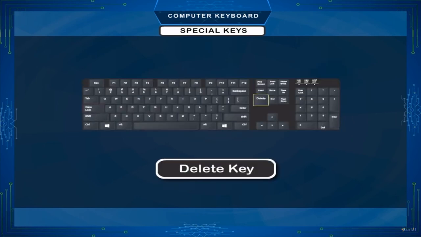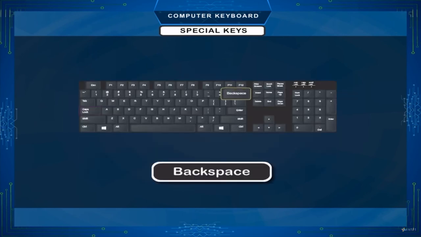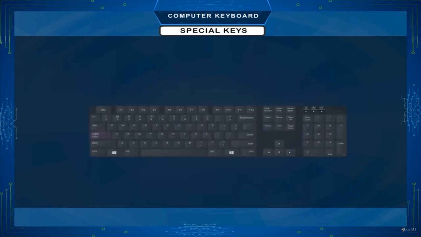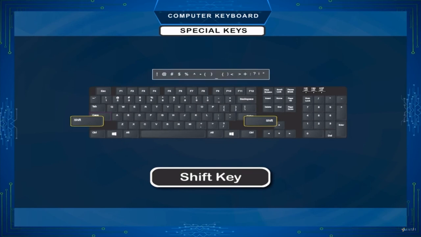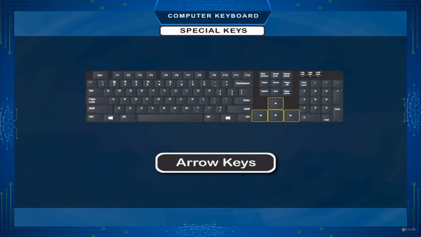Delete key. It erases letter to the right of the cursor. Backspace. It erases letter to the left of the cursor. Shift key. Shift key is used to type special symbols written on the upper side of the numeric keys and some other keys. It is also used to type a single capital letter at the beginning of the sentence when caps lock is off. Arrow keys, also called cursor control keys or cursor moving keys, are used to move the cursor in up, down, left and right directions.